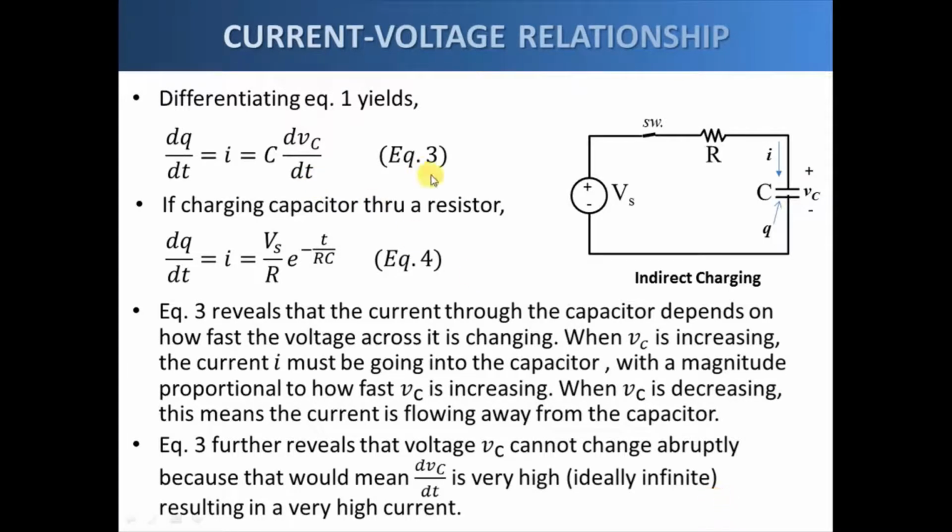Now, this equation 3 also shows us that the voltage V sub C across the capacitor cannot change abruptly. Let's say it changes from a particular value and then changes immediately to zero. That cannot happen, because that would mean that the slope would be very high, ideally infinite. And that means I must be very high as well, as shown by equation 3, or ideally infinite, which is impossible to happen.